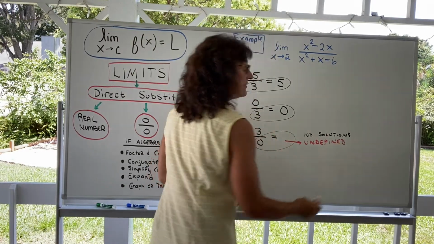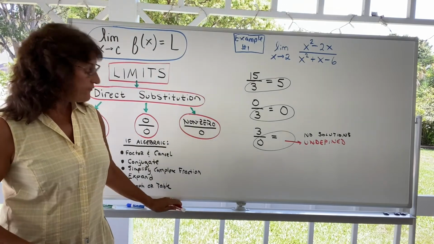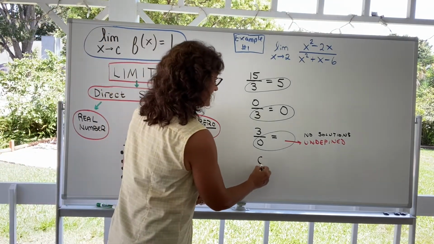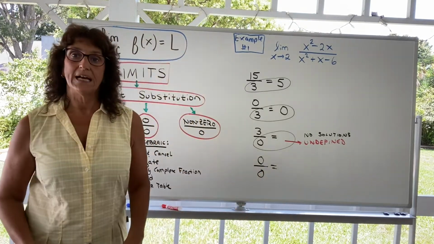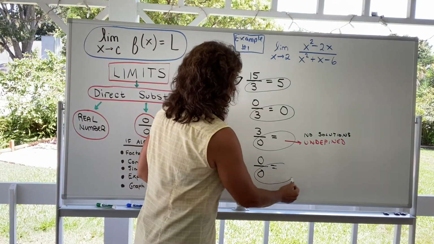All right, so this is undefined, okay? So now what about if we have 0 divided by 0? If I take 0 and divide by 0, what do I get? Well, let's look at it this way.